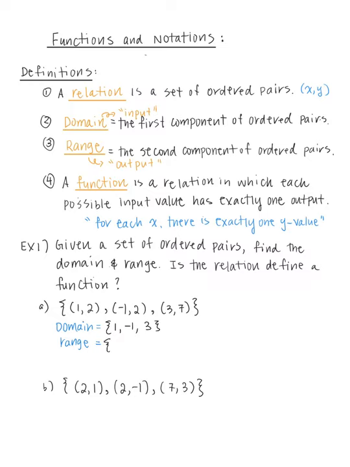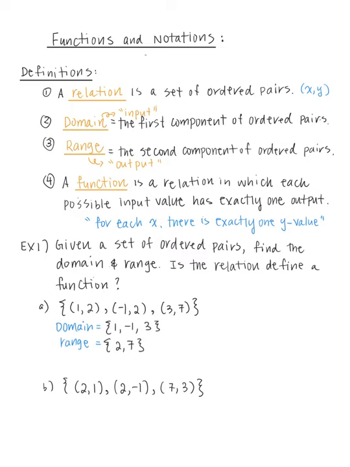Now, let's take a look. For the first ordered pair 1, 2, our range is 2. Now, for the second ordered pair, we have negative 1, 2. So, guess what? We have another range value to be 2. So, if that happens, please do not write 2 twice. Okay? All right, so then the last ordered pair is 3, 7, so the range will be 7. So again, your range is not going to be 2, 2, 7. It's just going to be 2, 7.